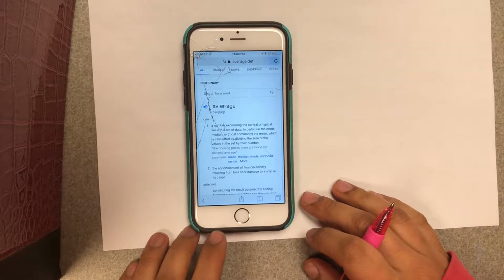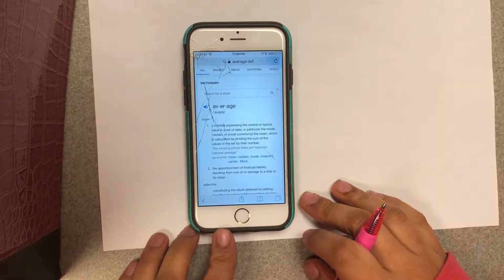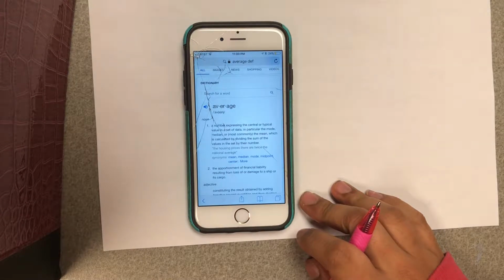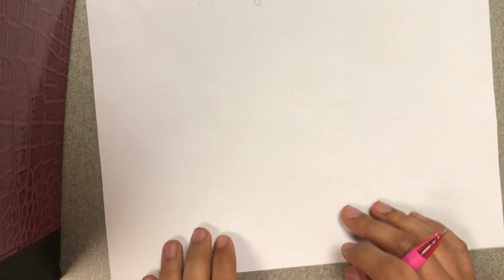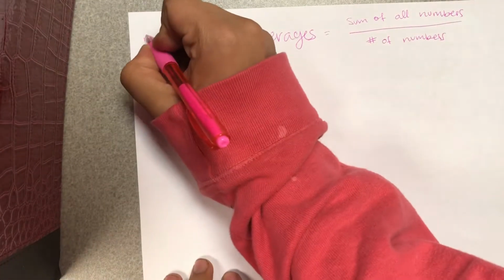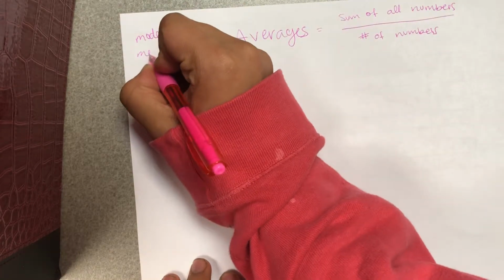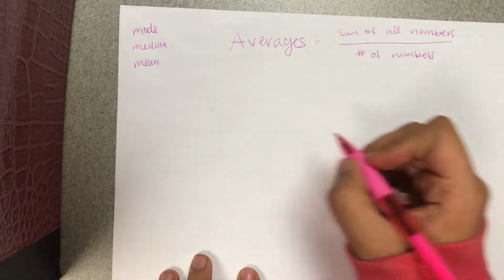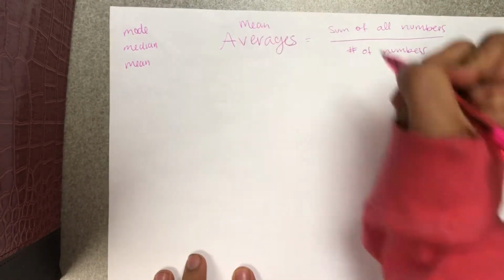So I looked up average on Google, and average means a number expressing the central or typical value in a set of data, in particular the mode, median, or most commonly the mean, which is calculated by dividing the sum of the values in a set by their number. So there's different ways to calculate averages: there is the mode, the median, and the mean. In this video, I'm going to teach you how to calculate the mean average.